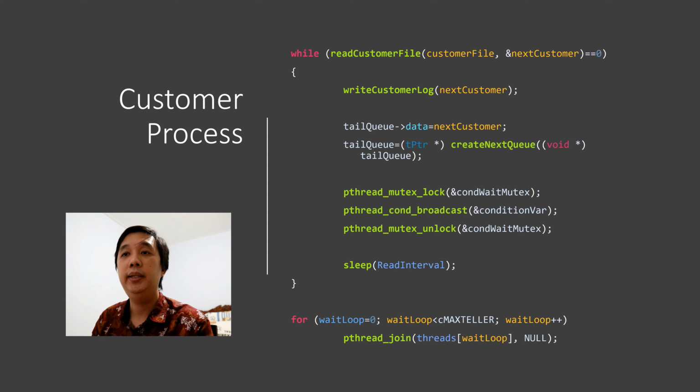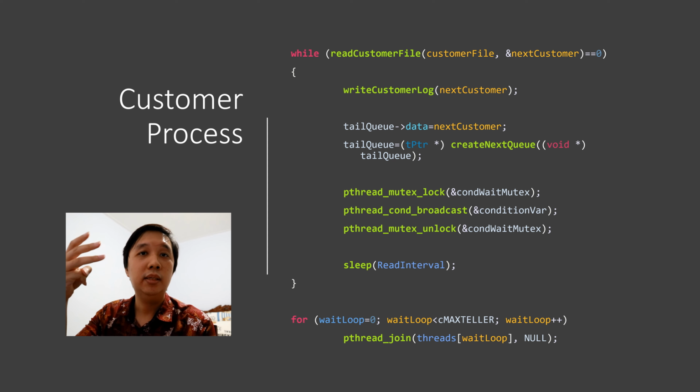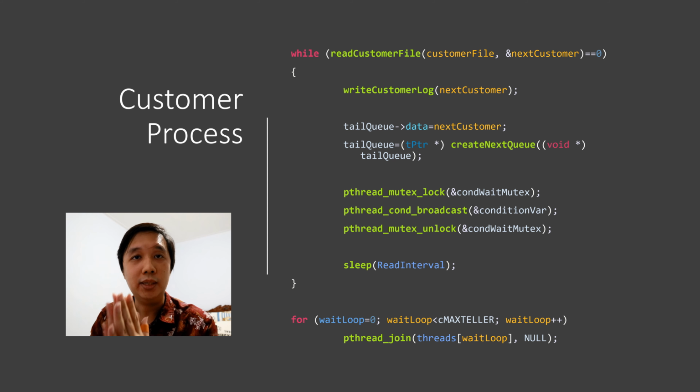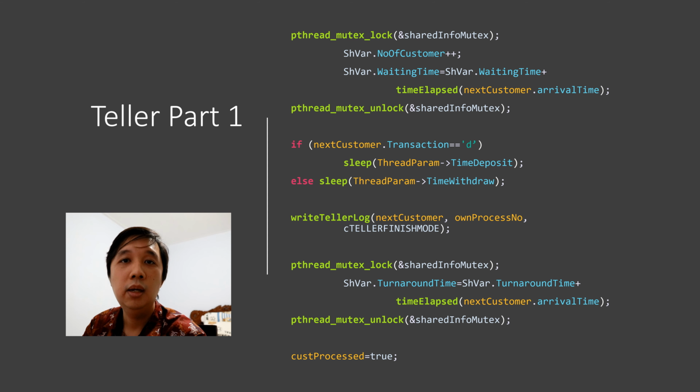And then, by the end of the customer process, this thing will end after finishing reading the whole file. We will do pthread joins because all three children are now exiting. Once they exit, we catch all the threads into one process again, so the program will exit gracefully with no error codes, hopefully. Now that you have understood how the main process works, it's time to delve into the child threads. We will begin with Teller part 1.